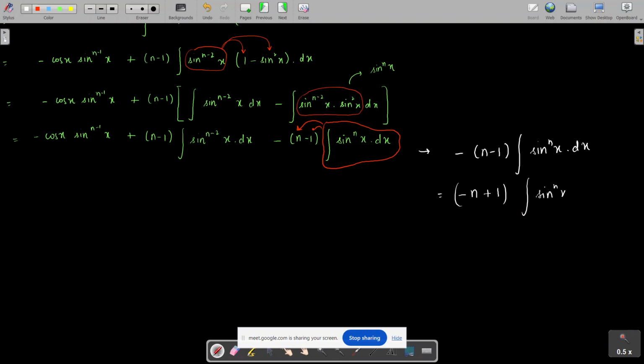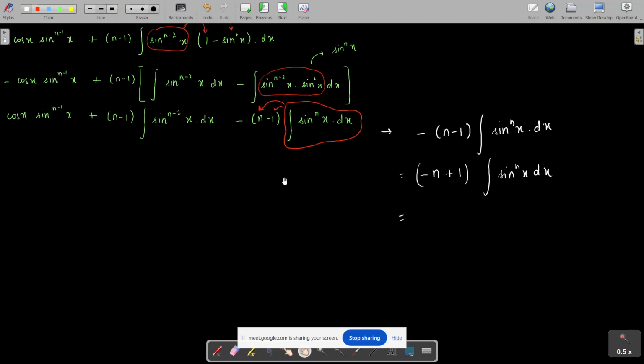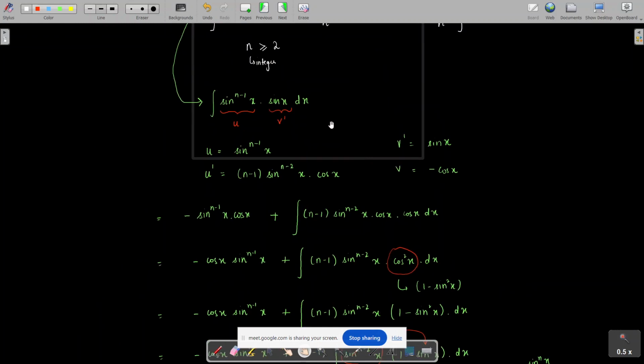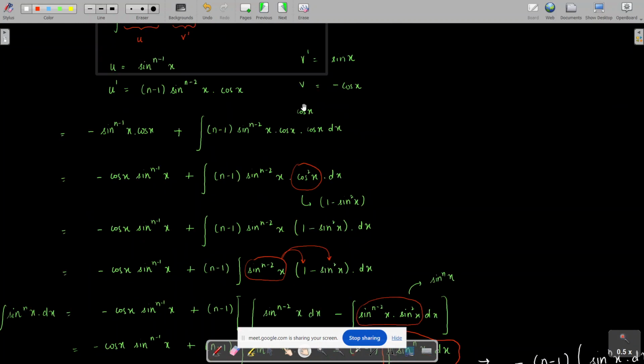Yes. And wouldn't the integral of sine nx just basically be cosine nx? No. If it were that simple, then why were we doing this? Oh, never mind. My bad. Okay. Yeah, never mind.